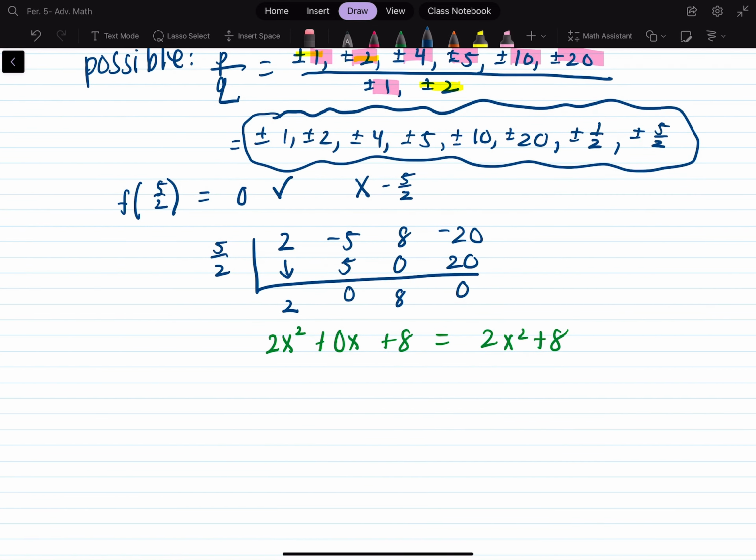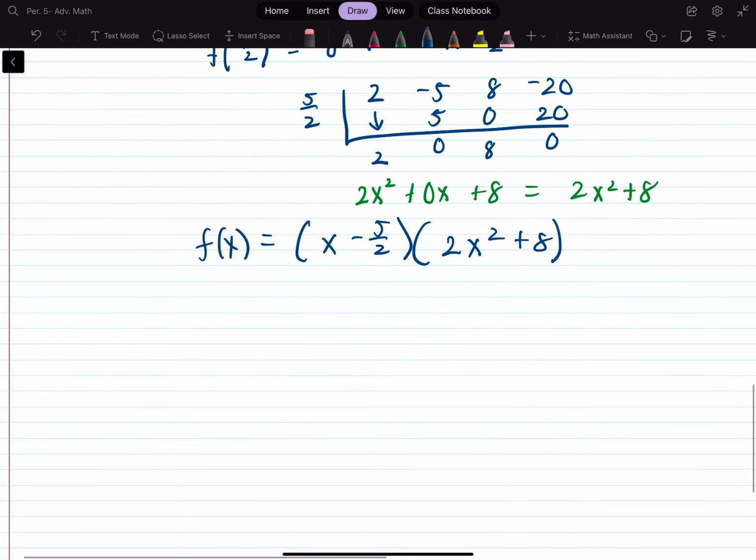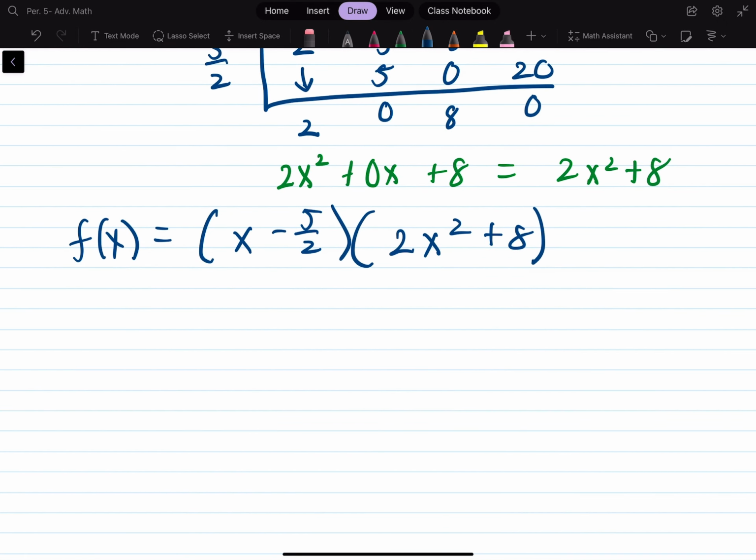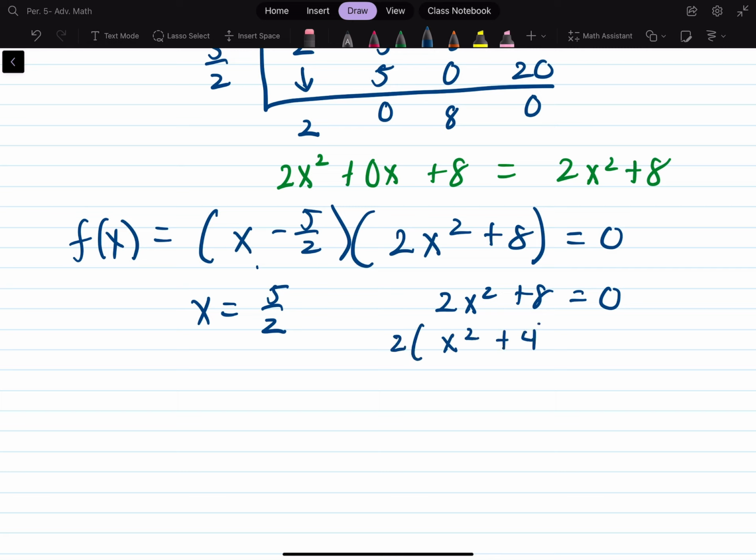Well, we know that my first one is x minus 5 over 2. And then your other one is 2x squared plus 8. So this is where you're going to get some complex numbers. So please do not think you're doing anything wrong. When you set them equal to 0, the first one obviously gives you your 5 over 2. However, this second one, when you set 2x squared plus 8 equal to 0, there's a couple things that you can do here. First, you should realize that there is a factor of 2 that you can take out. So you're left with x squared plus 4 is equal to 0.